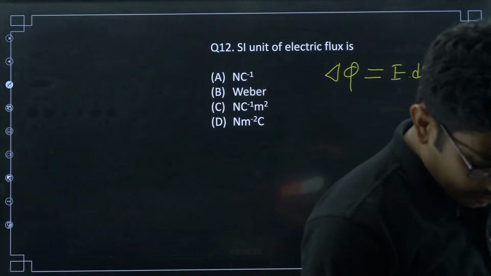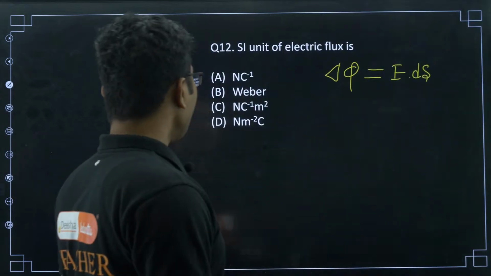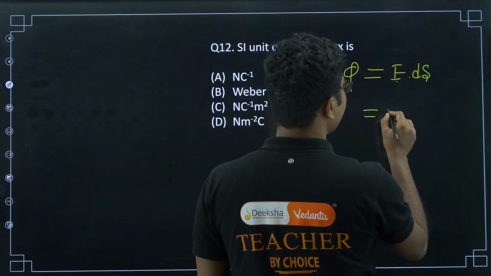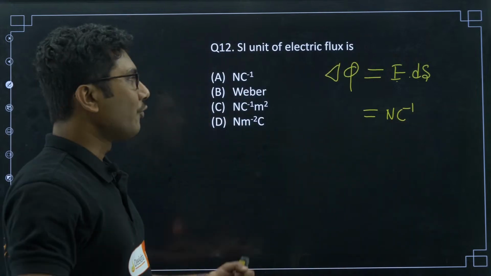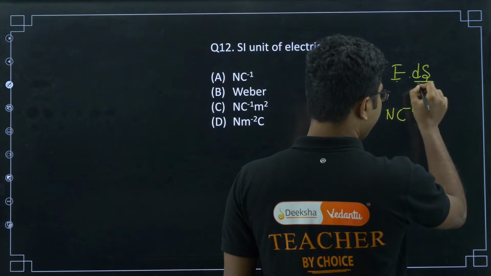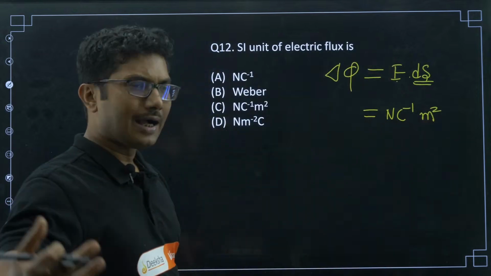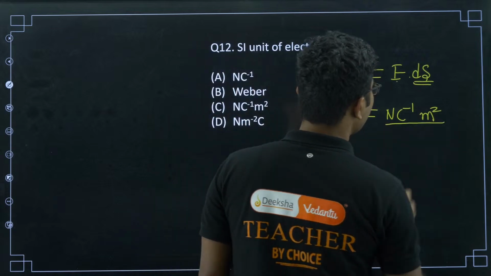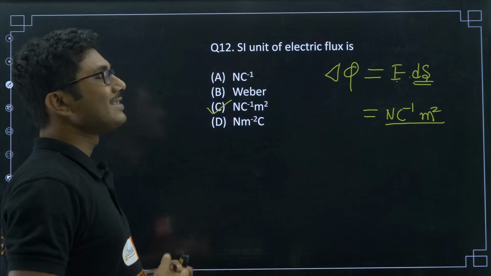Yes, Varija, Krishna 12B, Varija 12C, Shivani 12B. Let us see. What is the unit for electric field? Electric field is Newton per Coulomb, right. Electric field is force experienced per unit charge. Unit of dS is meter square, right. dS means area, area means meter square. So definitely we can see that Newton per Coulomb into meter square, that is option C, not option D.